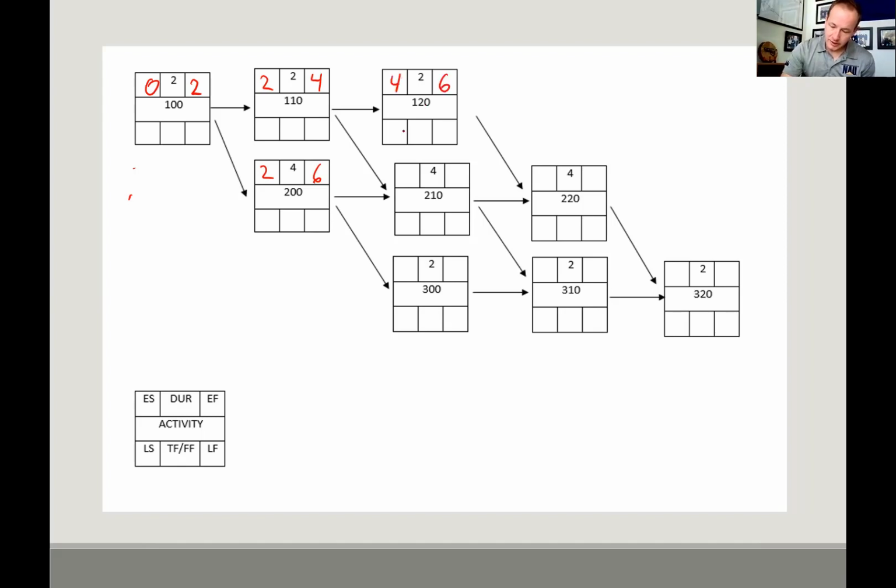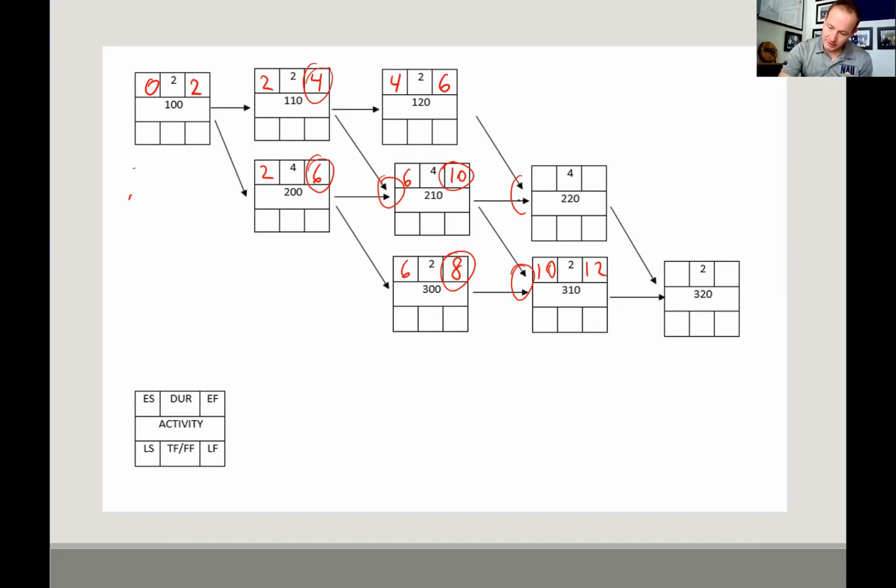From here, we're going to take our 4 and we're going to carry it over, add our duration. Here, we've got 2 arrows coming into activity 210, so we're going to look at both of these, and we're going to take our larger. So we're going to take our 6, and then we're going to carry over the 6 over here. That's 8. We've got 2 coming into this one, so we're going to look at both of these, and we're going to take the larger, so 10, and then 12.